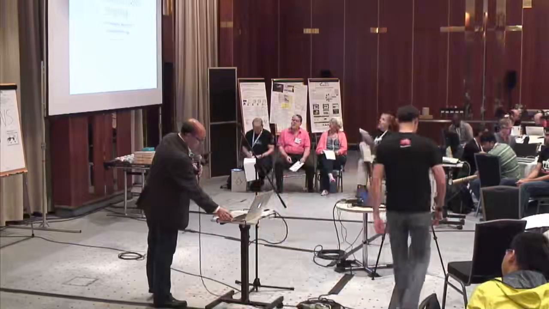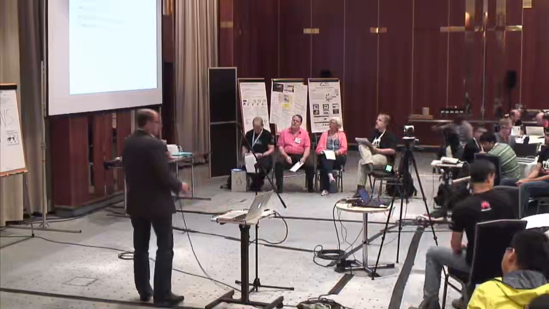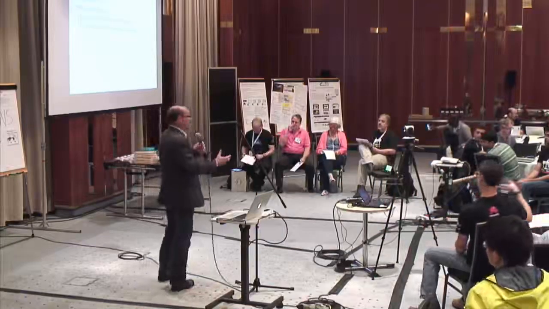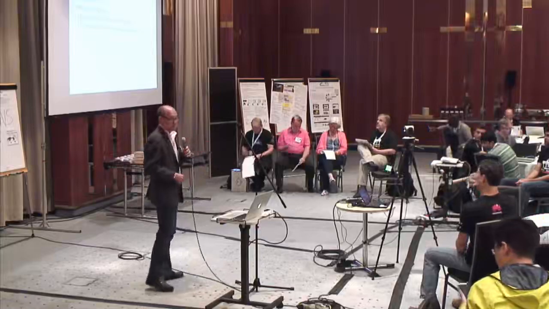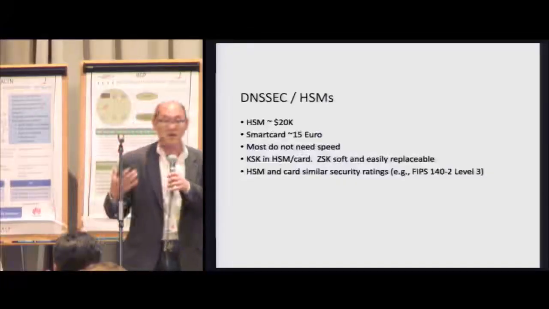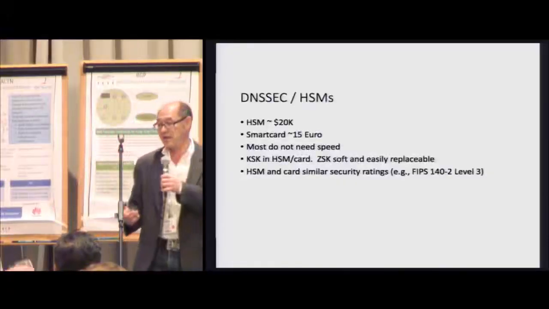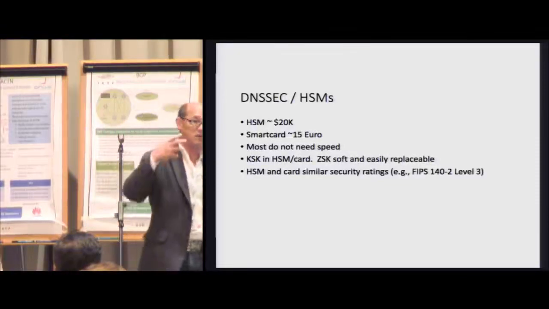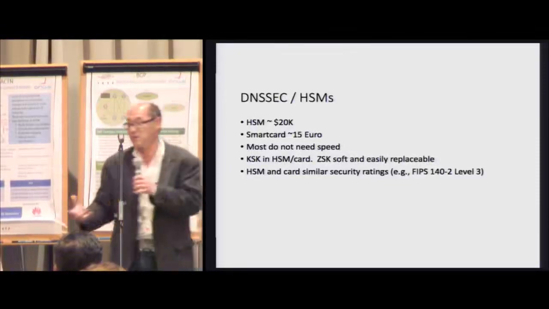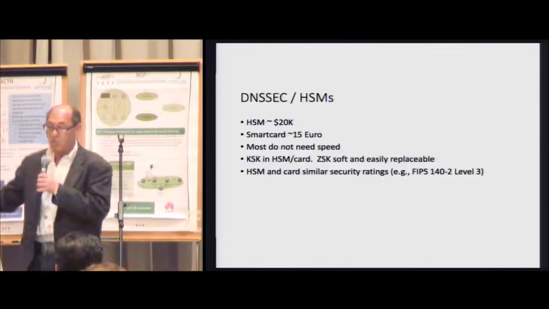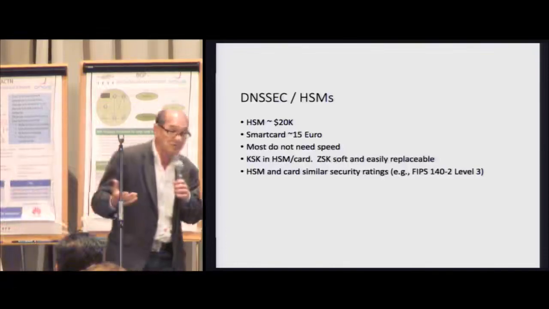So my work was on using smart cards instead of HSMs in DNSSEC, and that's my particular specialty. I spent a lot of time talking to people and explaining to them how to deploy DNSSEC. And one of the problems is with HSMs, hardware security modules. They're very expensive devices, and they take a while. So why don't we just use smart cards?